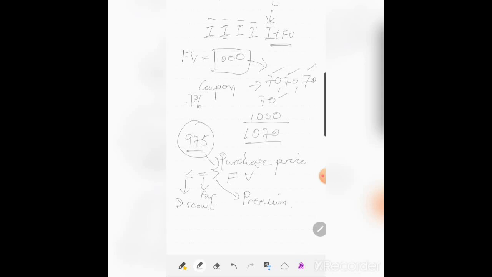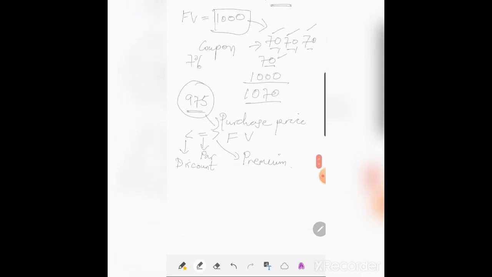Okay, so if these periodic payments of 70 do not exist, and only the face value is paid on maturity, we call those kinds of bonds zero coupon bonds, because the coupon is zero. At every intermediate interval, there is literally no payment.